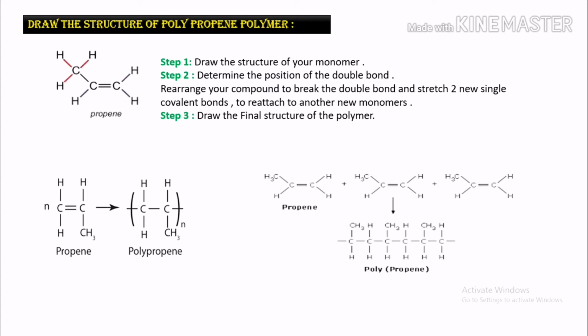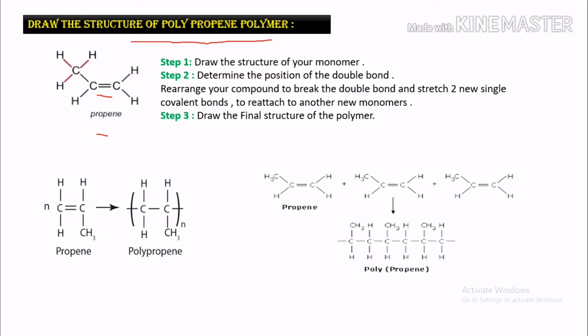We have different types, and we will start to use it in the next slide. Now we will know how we can draw the structure of polypropene polymer. At first, if we want to draw propene, it is an alkene consisting of 3 carbon atoms. Between 2 carbon atoms, we have a double bond. So the first step is to draw the structure of our monomer, propene.